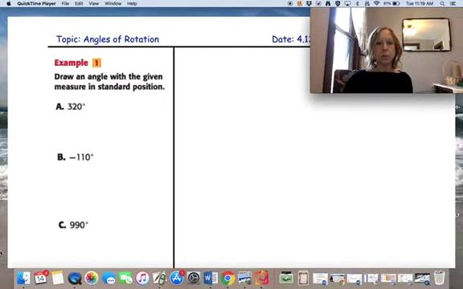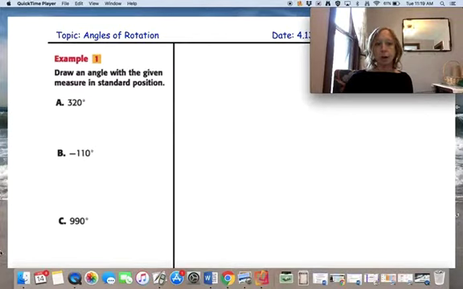Okay, so we're going to start by practicing drawing these angles of rotation. So we're going to draw an angle with the given measure in standard position. I encourage you for every single example we do today, you take the time to draw it out with me. So everything will start on a coordinate plane and we will always begin on this positive x-axis right here. So the first one is 320 degrees.